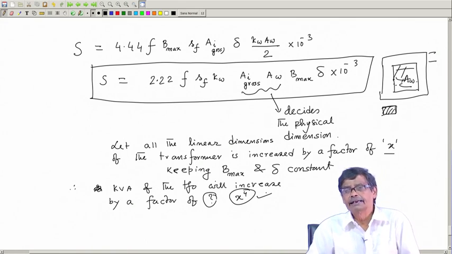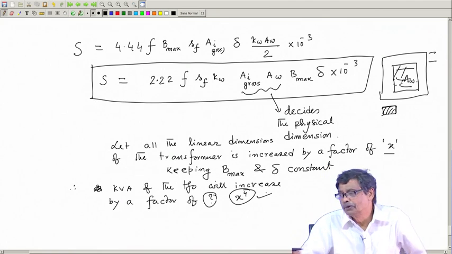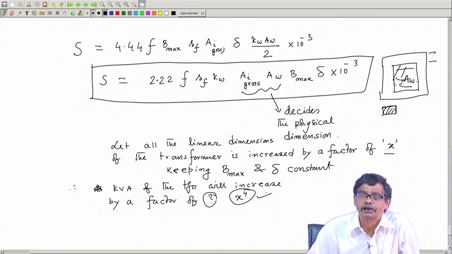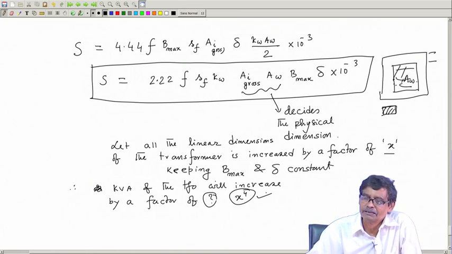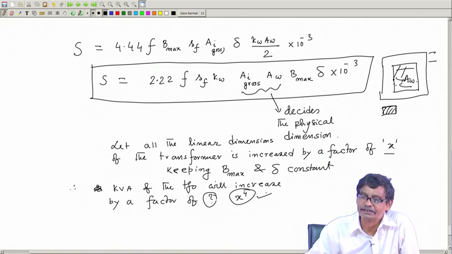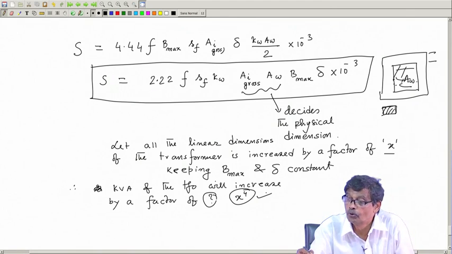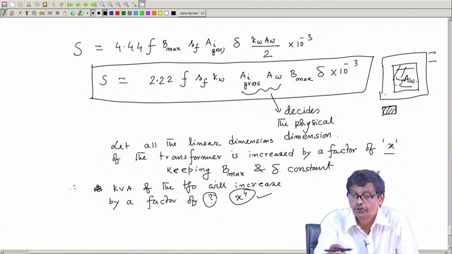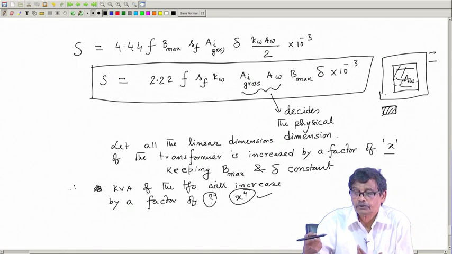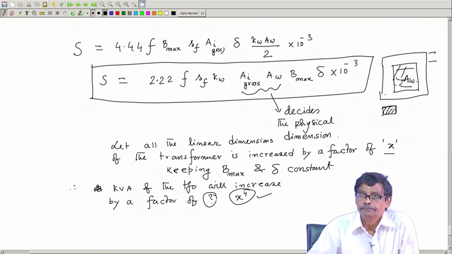At least from this I can say that in your large transformer, same CRGO you are using, same Bmax, same copper you are using, same delta. So, you imagine a large transformer is nothing but you have increased the physical dimensions by several factors, because now more copper can be accommodated, keeping of course stack factor same, window space factor same. More copper you are using definitely, and the size of the transformer will increase by a factor of x to the power 4. Okay.